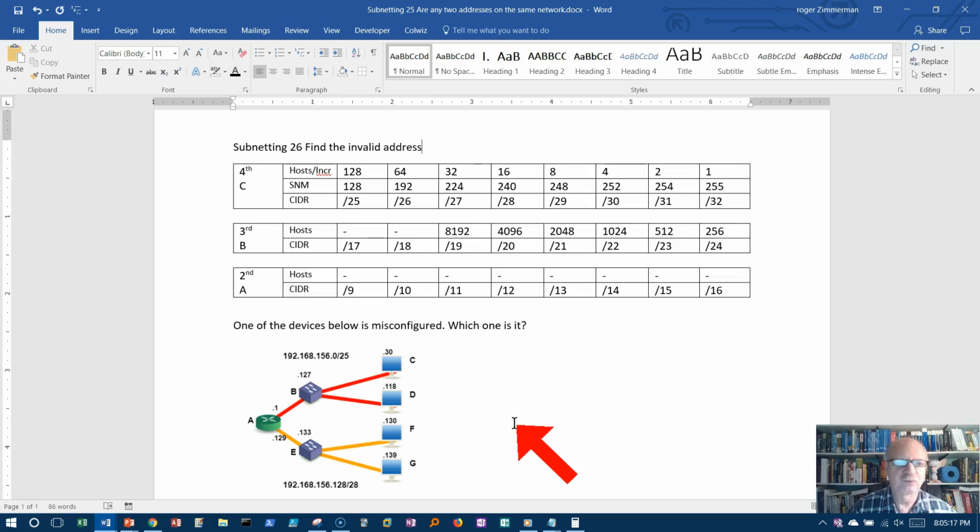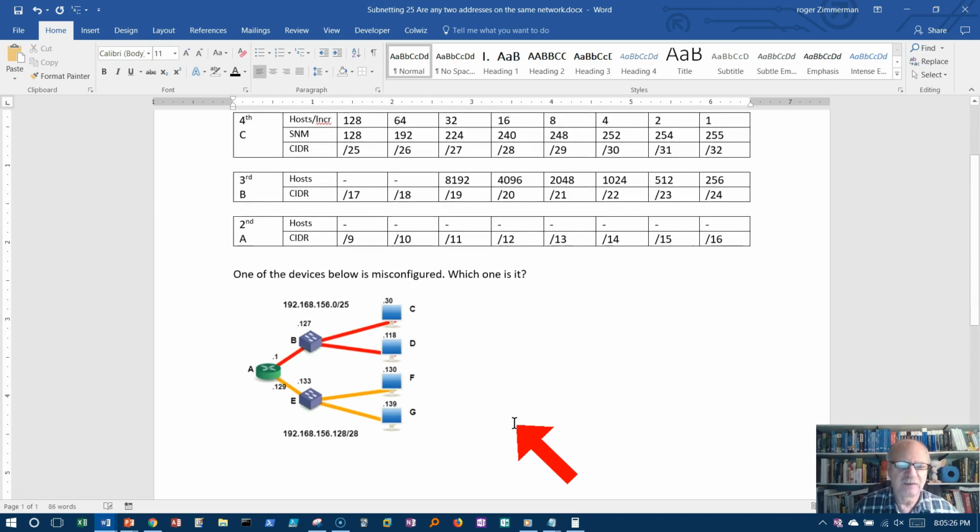Okay, here in Subnetting 26, we're going to show you another kind of problem that might pop up, and that is to find an invalid address. Now, in this case, we've been given a network diagram, and we have some addresses on here.